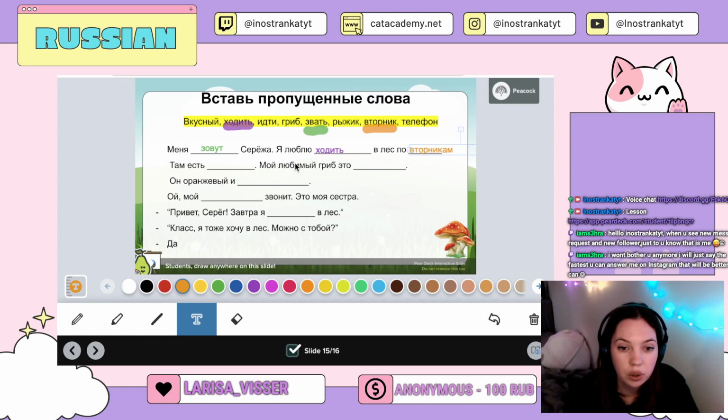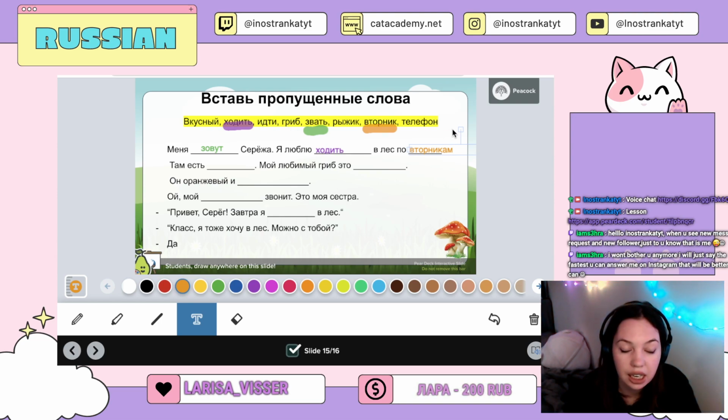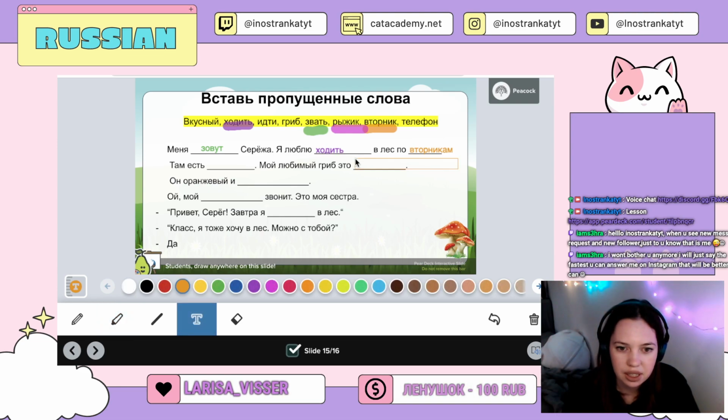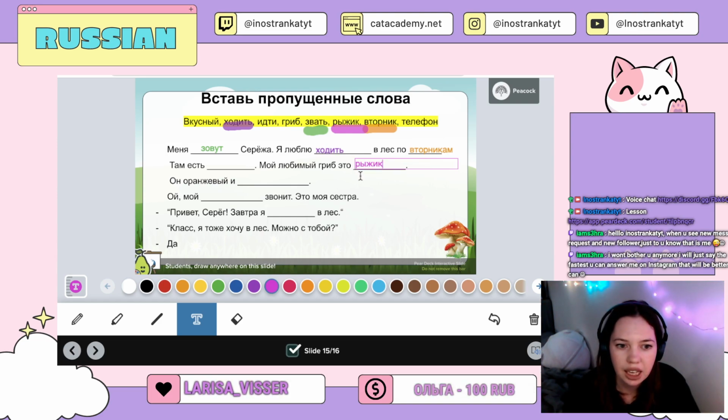Next one. Мой любимый гриб это. My favorite mushroom is, and here we need to write the name of the mushroom. So if we look at our yellow words, do we have any names of the mushrooms? I can see one. Can you see it or not? Do you remember one from the previous lesson? Рыжик. Рыжик is saffron milk cap. So here, рыжик. Мой любимый гриб это рыжик.